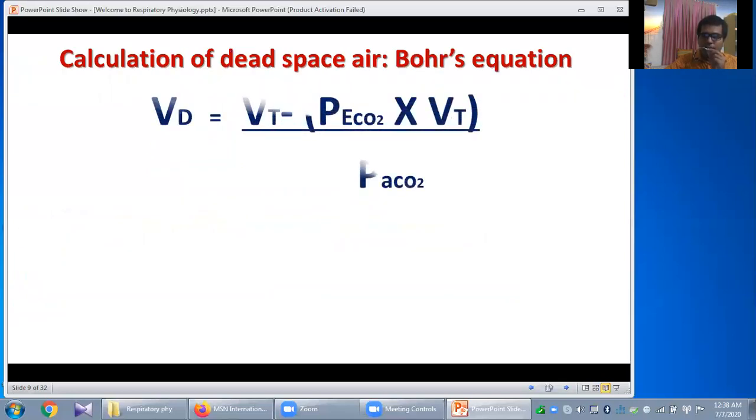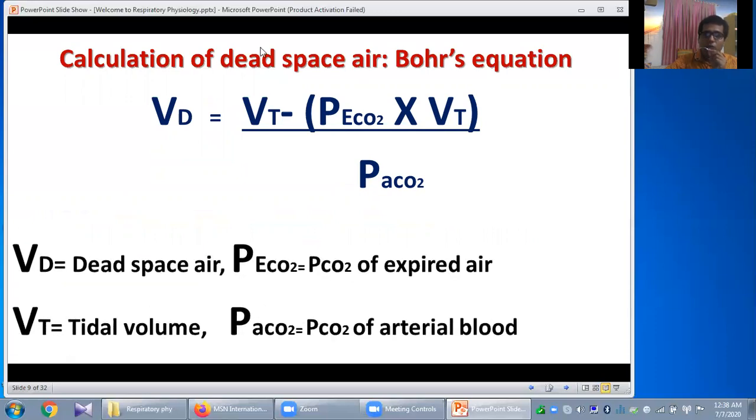Now there is an equation that can be used to measure the volume of dead space air. That equation is called the Bohr equation. Here is the equation, where VD is the dead space air volume, PECO2 is the partial pressure of carbon dioxide in the expired air, VT is the tidal volume, and PaCO2 is the partial pressure of carbon dioxide of the arterial blood.